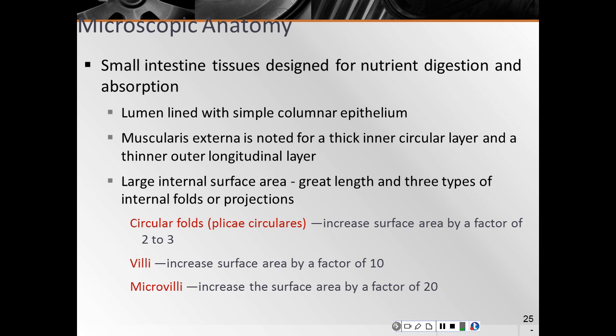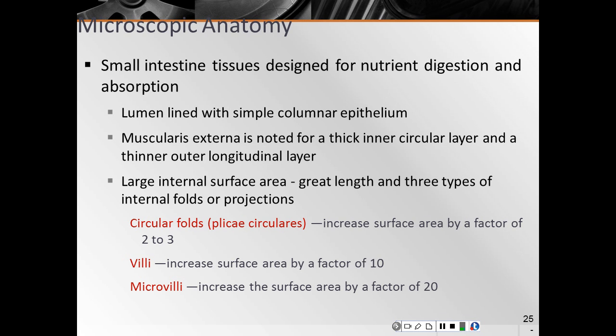Now, when we continue to look at the layers of the small intestines, we notice that it will have a lumen, and this lumen is lined with simple columnar epithelium. Now, the muscularis externa is obviously the thicker inner circular layer and the outer longitudinal layer.